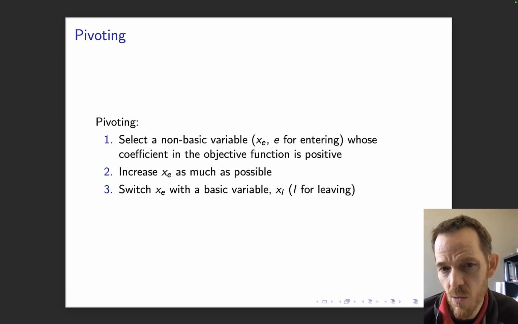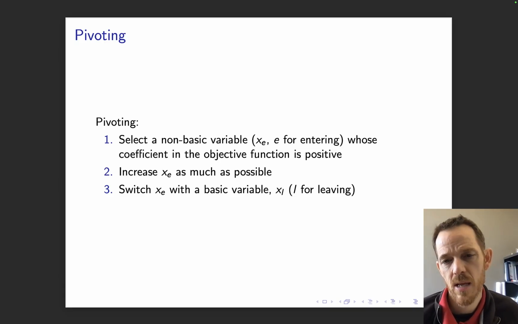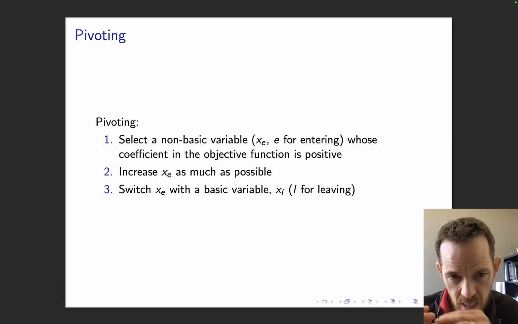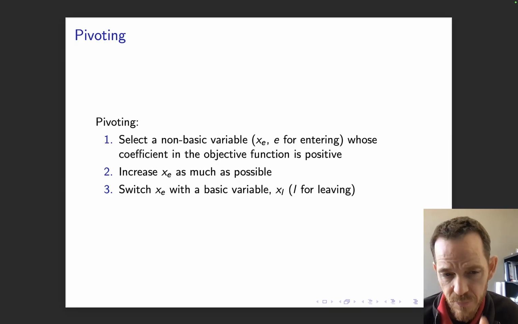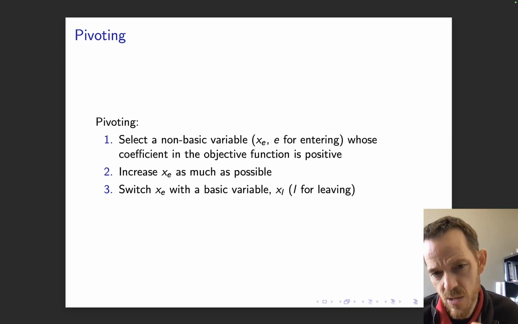We're going to select one of the non-basic variables, and we'll call it x sub e. E is for entering. Oh, sorry, with the constraint that the coefficient in the objective function has to be positive, because we're trying to maximize. Then we're going to increase x sub e as much as we can. And then we're going to switch x sub e with a basic variable, and we'll call that x sub l. L is for leaving.